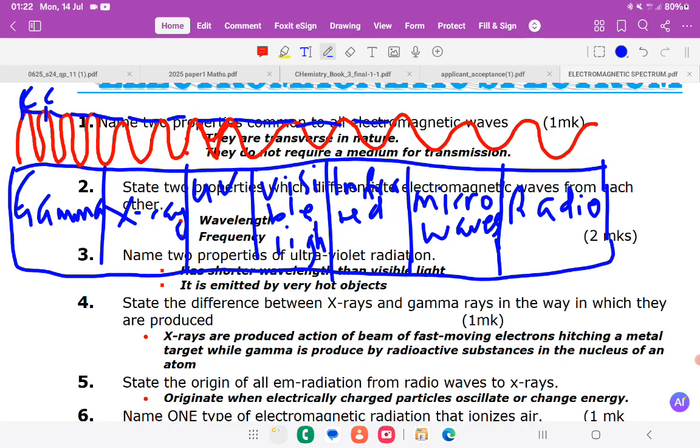So we are saying that wavelength is one property of electromagnetic waves which makes them different from each other.